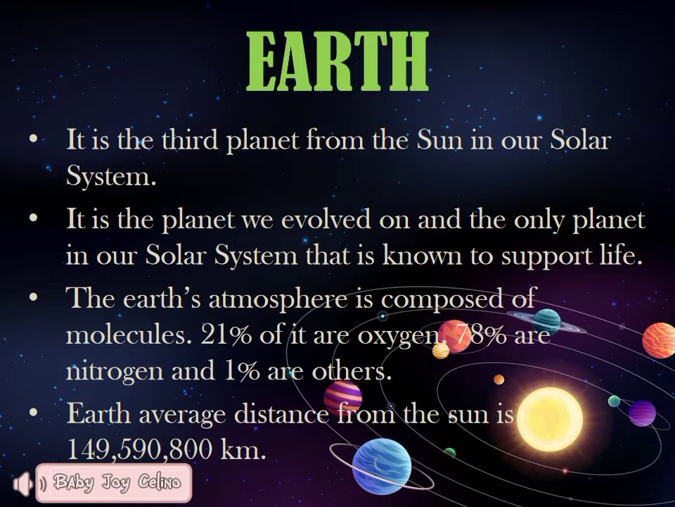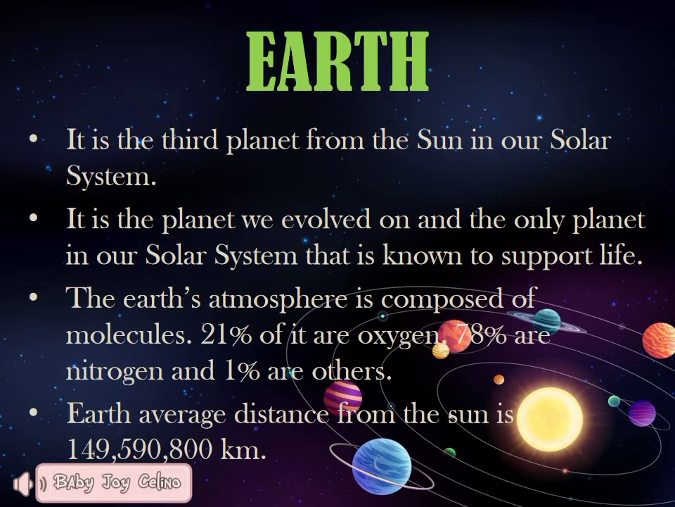It is the third planet from the Sun in our solar system. It is the planet we evolved on and the only planet in our solar system that is known to support life. Why? Because based on my research, it is the only planet known to have an atmosphere containing free oxygen and oceans of water on its surface. And the Earth's atmosphere is composed of molecules, of which 21% are oxygen, 78% are nitrogen, and 1% are others.